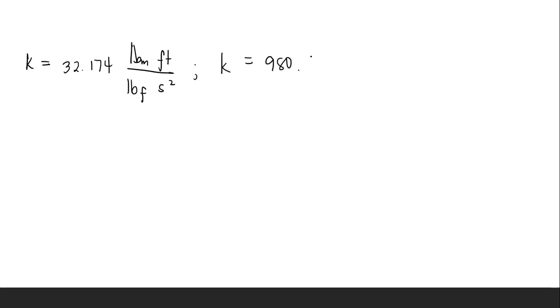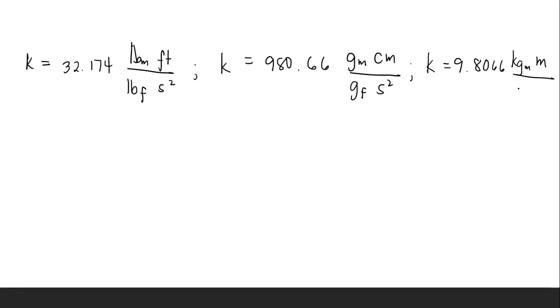Now, we have k is equal to 32.174 pound mass feet per pound force second squared, or equal to 980.66 gram mass centimeter per gram force second squared, or 9.8066 kilogram mass meter per kilogram force second squared.